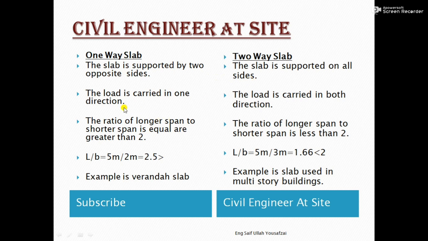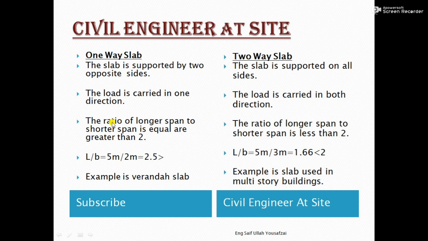The second one is the load direction. There are two supports, so because of that the load is carried in one direction. And in a two-way slab, the load is carried in both directions. There are four supports, because of that the load is carried in both directions.